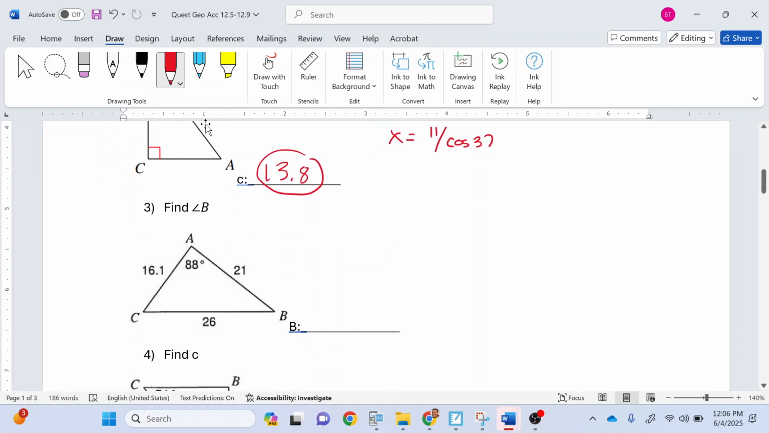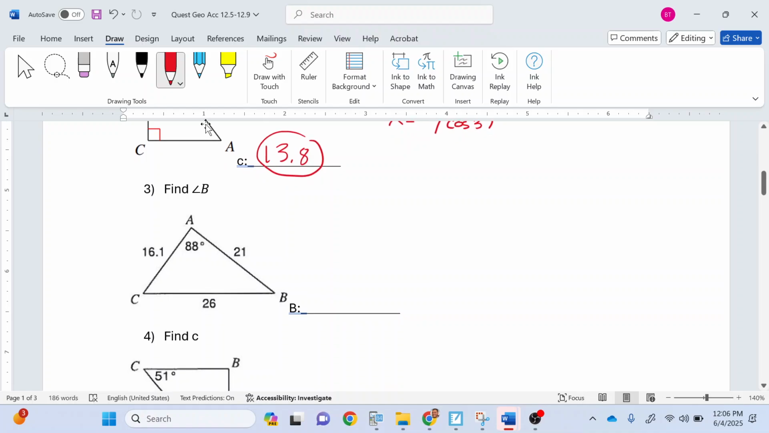Number 3, find B. In this case, this is not a right triangle, so now I'm forced to use a different formula. This is going to be either law of sines or law of cosines. You can use law of sines. Usually that's your first choice.